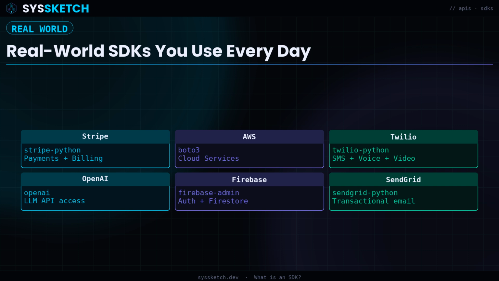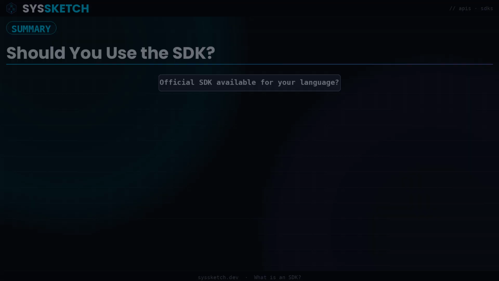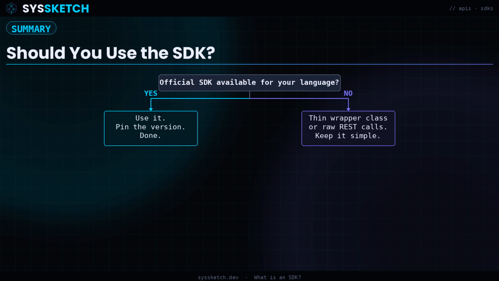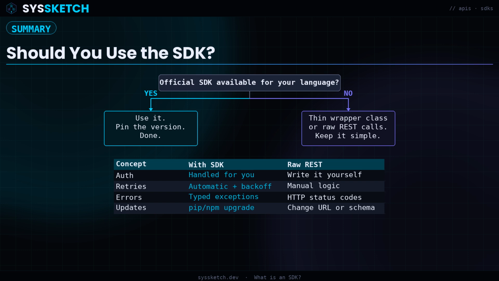Some of the SDKs you are almost certainly already using in your projects right now: Stripe for payments and billing, Boto 3 for every AWS service from S3 to Lambda to DynamoDB, Twilio for SMS, voice, and video messaging, the OpenAI Python package for completions and embeddings, Firebase Admin for authentication and Firestore, SendGrid for transactional email delivery. Every one of these follows the same pattern. Install one package, initialize a client with your credentials, call methods that return typed objects, and handle typed exceptions when something goes wrong. The SDK is the standard interface between your application code and the external world.